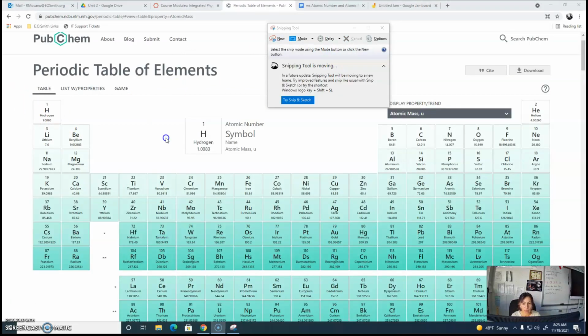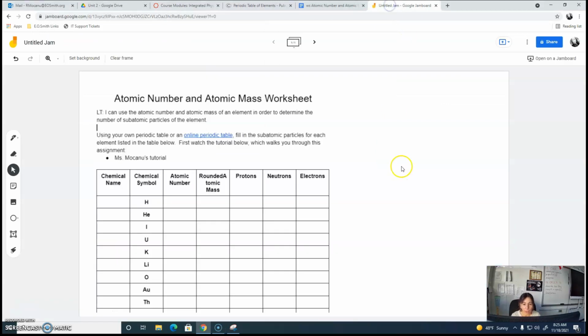Oops, okay, my snipping tool is not working, but that's okay. I wanted to copy and paste it on my Jamboard, but I don't have to do that. So you can see that for hydrogen, it has 1, and then it has 1.008 down here. So from my periodic table, we're basically saying that hydrogen looks something like this. On the periodic table, you see the symbol H with a 1 and 1.008.